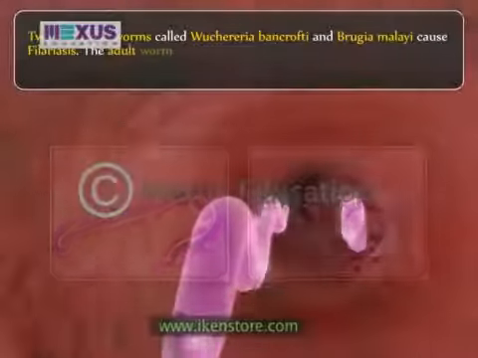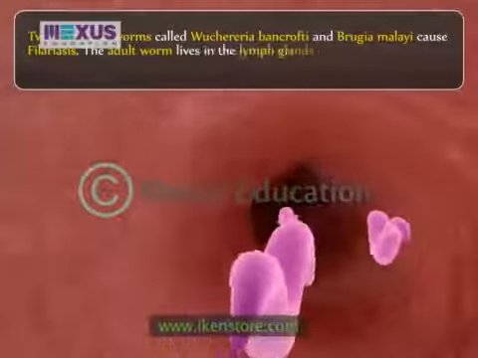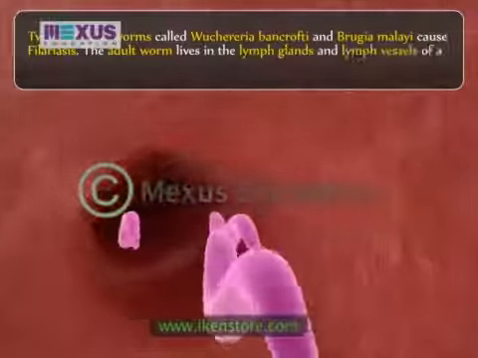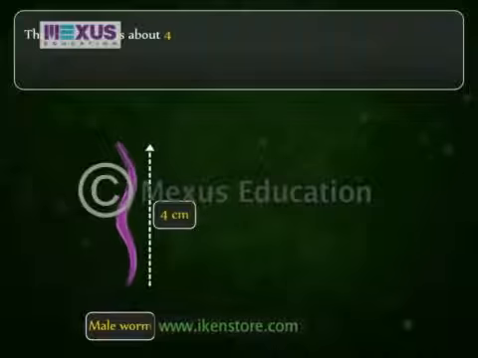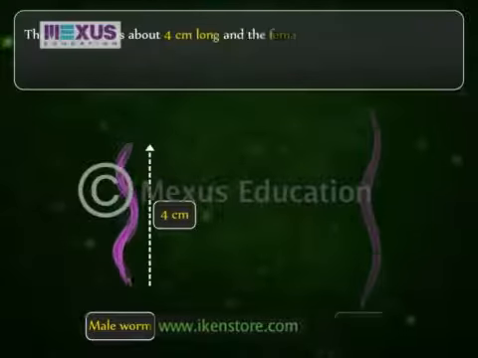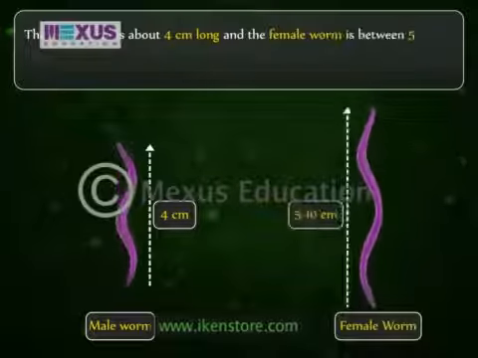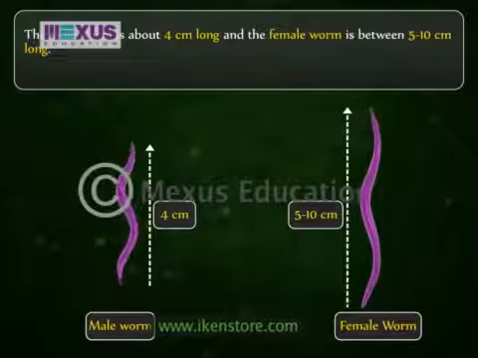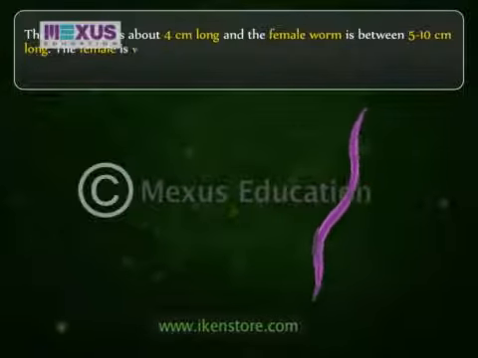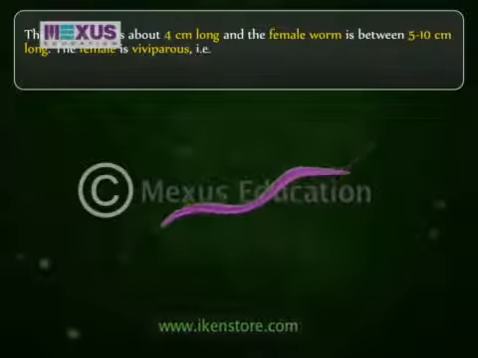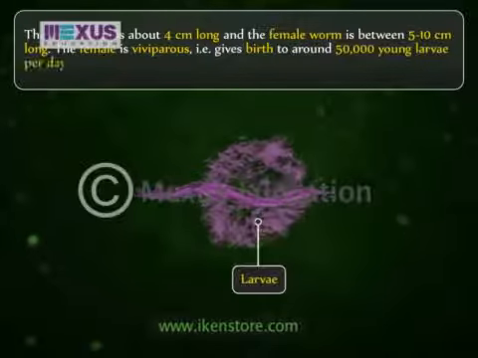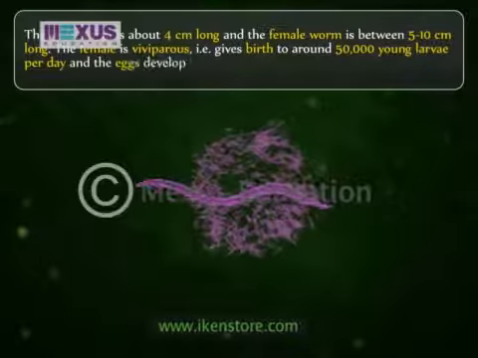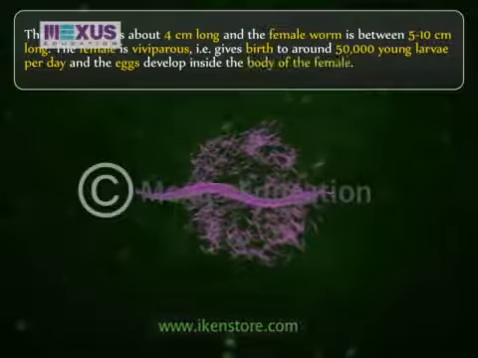The adult worm lives in the lymph glands and lymph vessels of a man. The male worm is about 4 centimeters long and the female worm is between 5 to 10 centimeters long. The female is viviparous, that is, gives birth to around 50,000 young larvae per day, and the eggs develop inside the body of the female.